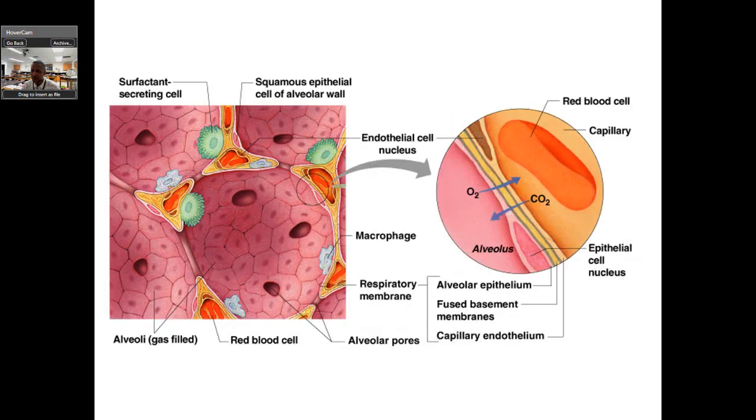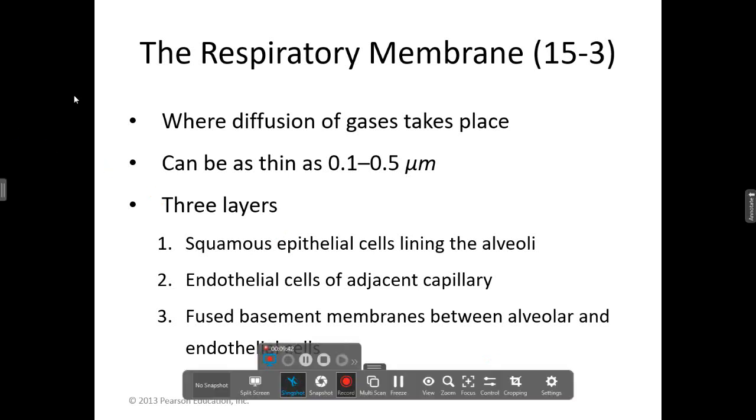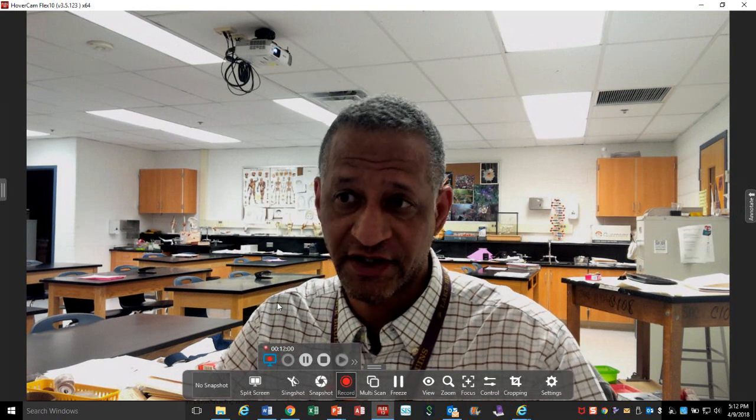Let's look at the last thing here, which is this thing called the respiratory membrane. These alveoli, so here's squamous cell epithelium. Again, that's type 1, and this is type 2. They're fused. It's actually called a fused basement membrane, or a respiratory membrane is another way of saying it. So we'll talk about the respiratory membrane. A membrane is a membrane is a membrane.